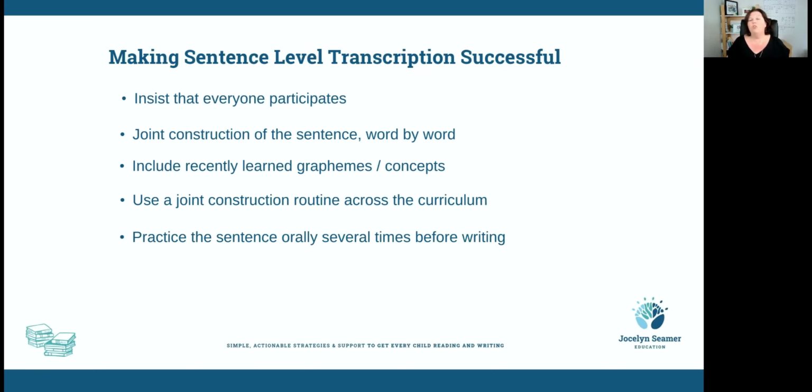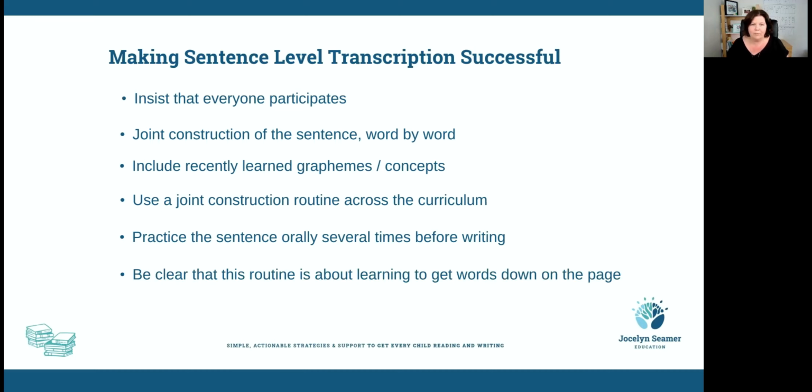It's important that you practice the sentence orally several times before the students write. If you can't say it, you can't read it or write it. So some children will get it first go. Many children will need 2 or 3 backwards and forwards, copying you. It's their turn. You do it again, they copy. And some children will need continual prompting all through the process. So 2 or 3 times backwards and forwards, having the children say the sentence.